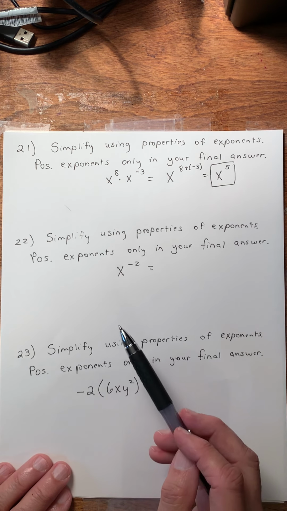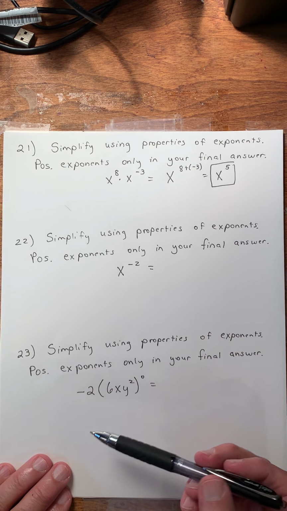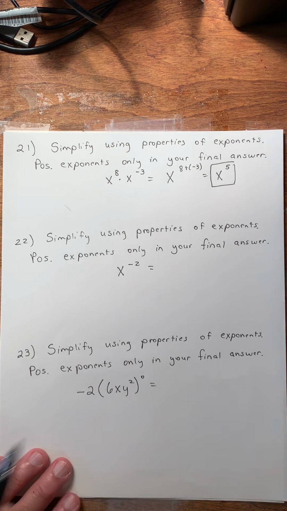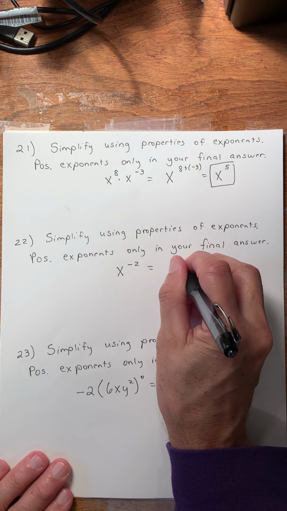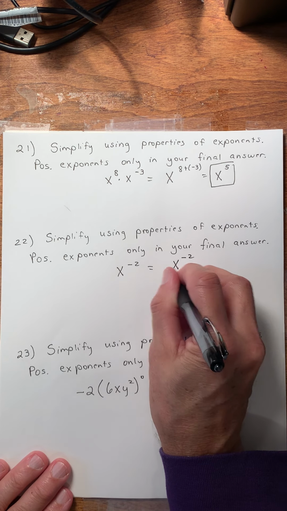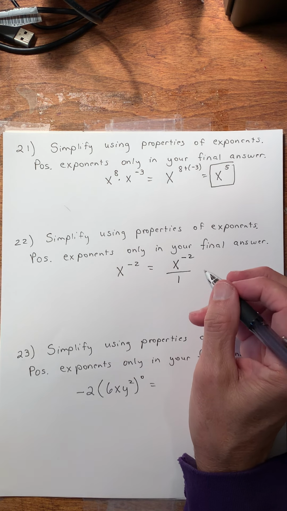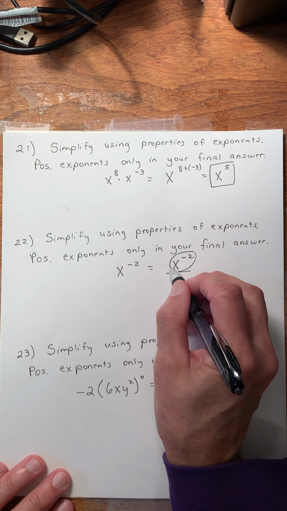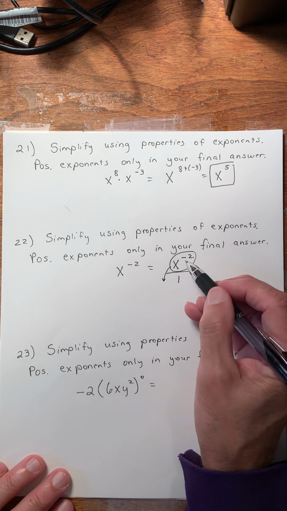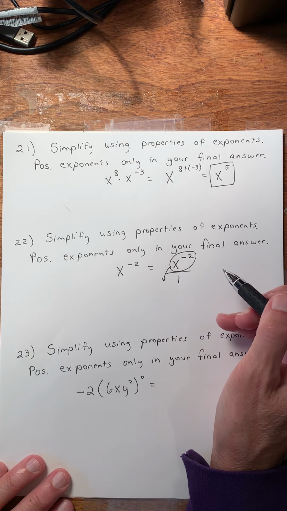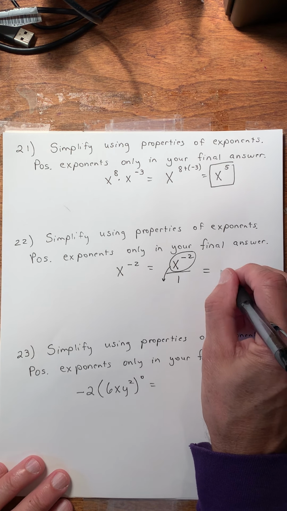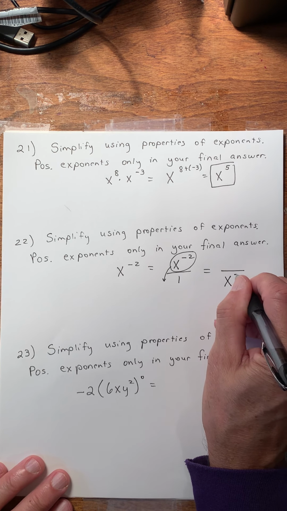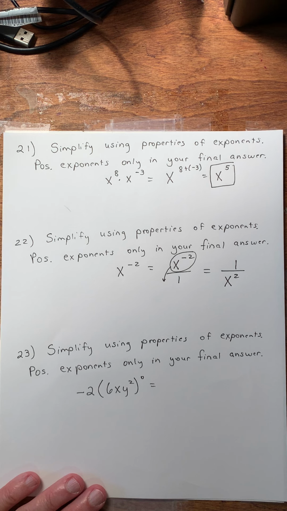All right, same thing here, same instructions. Positive exponents only in your final answer. Hey, that's not a positive exponent. So I've got to deal with this guy. Here's the concept that I'm going to use to deal with it. I am free to move a factor to the other part of the fraction if I change the sign of my exponent. So I can move this factor, since it has a negative exponent, to the denominator and make my exponent positive. It's that simple.